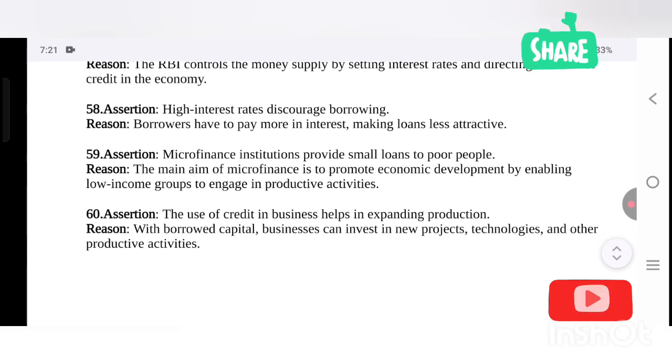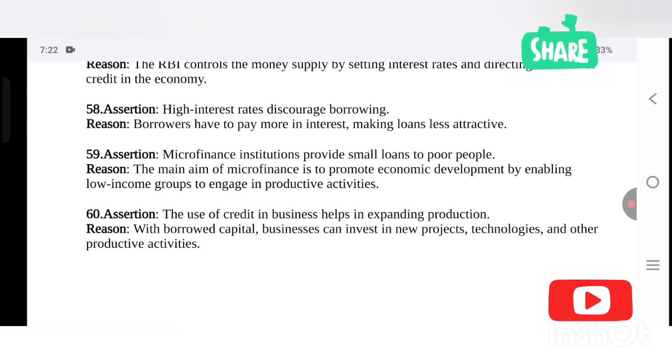Question number 59. Assertion. Microfinance institutions provide small loans to the poor. Yes, true. Reason. The main aim of microfinance is to promote economic development by enabling low income groups to engage in productive activities. Both A and R are true. R is the correct explanation of A.